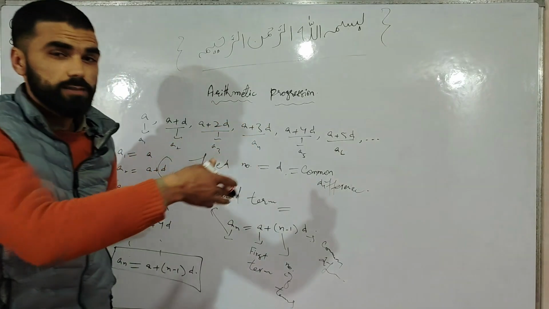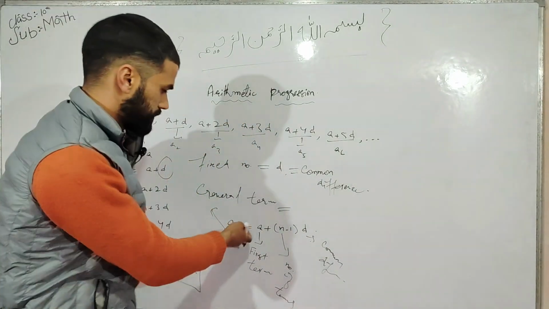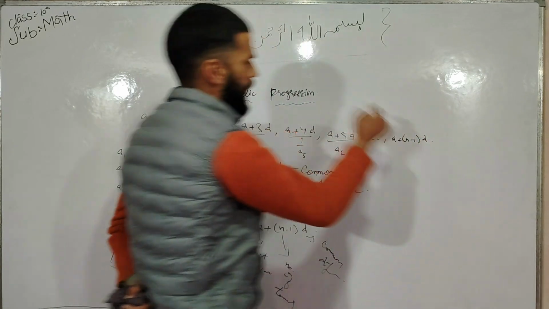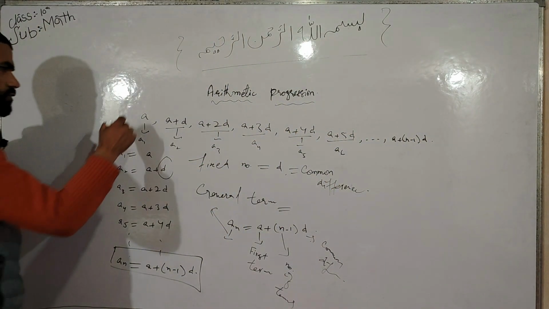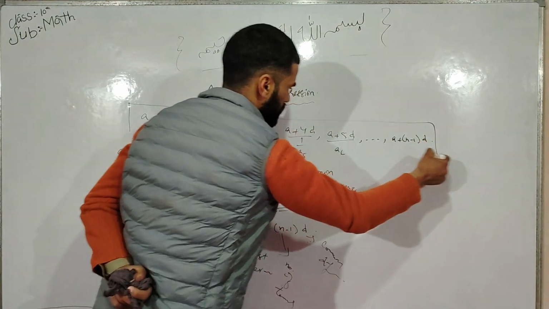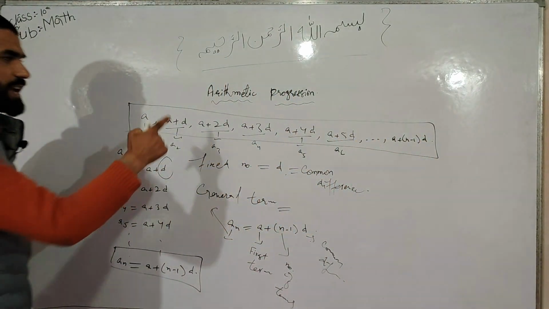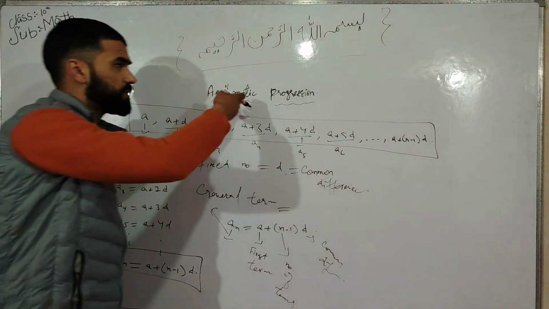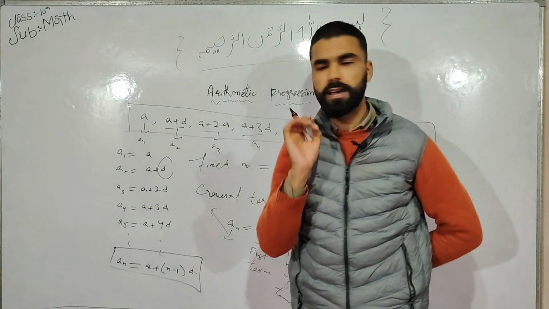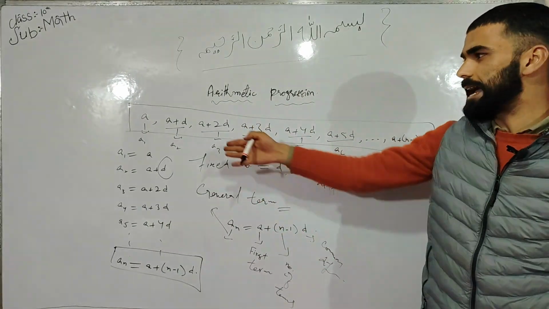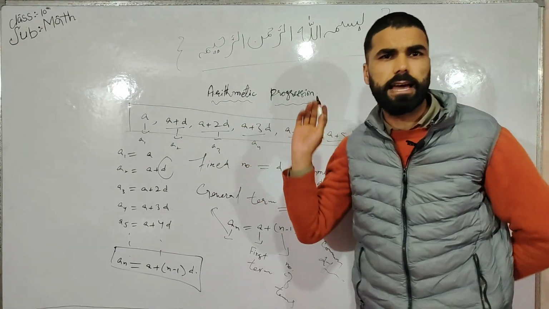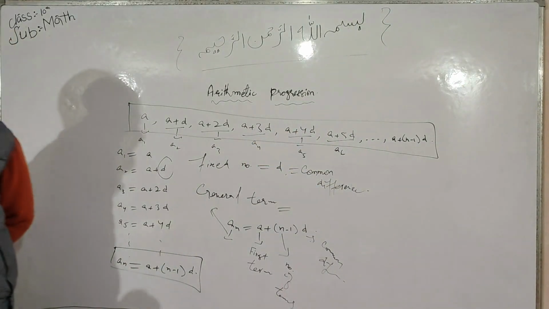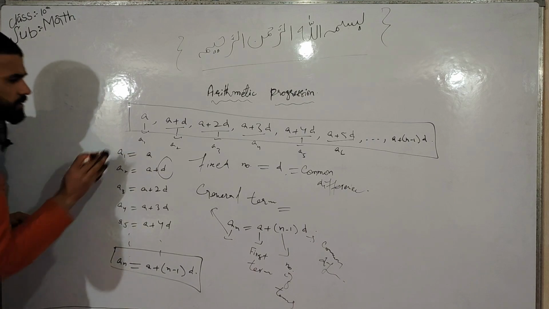And now the last term, or you can say the nth term, will be a plus n minus 1 into d. This is the nth term of the arithmetic progression. So this is the general form of an arithmetic progression, in which a is the first term and d is the common difference. So in the general form we have just two variables, a and d. Now we will discuss some important questions on arithmetic progression. So let me rub this first.